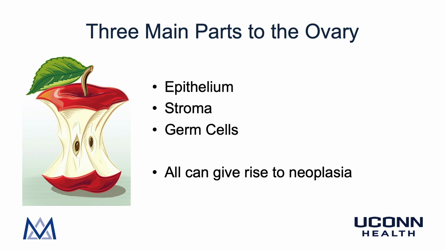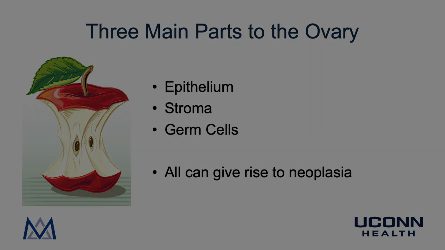There is a surrounding surface epithelium. In the middle is a somewhat fibrous stroma with other hormone-secreting cells. And lastly, there are the germ cells, or the eggs. All of these can potentially give rise to neoplasia. With this in mind, in the next slide, we'll describe an approach to thinking about the ovary in these parts and how you can come up with a way to organize tumors arising from the ovary.